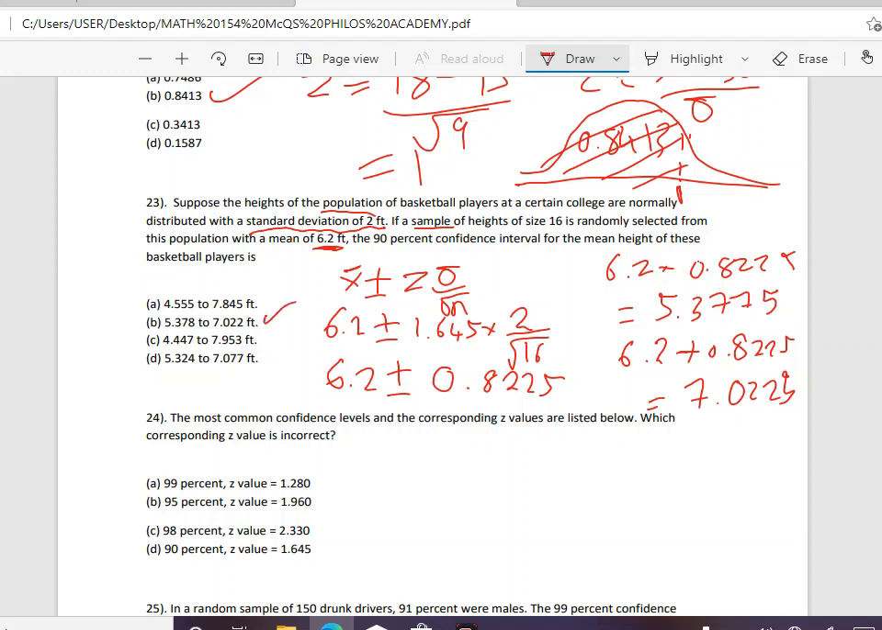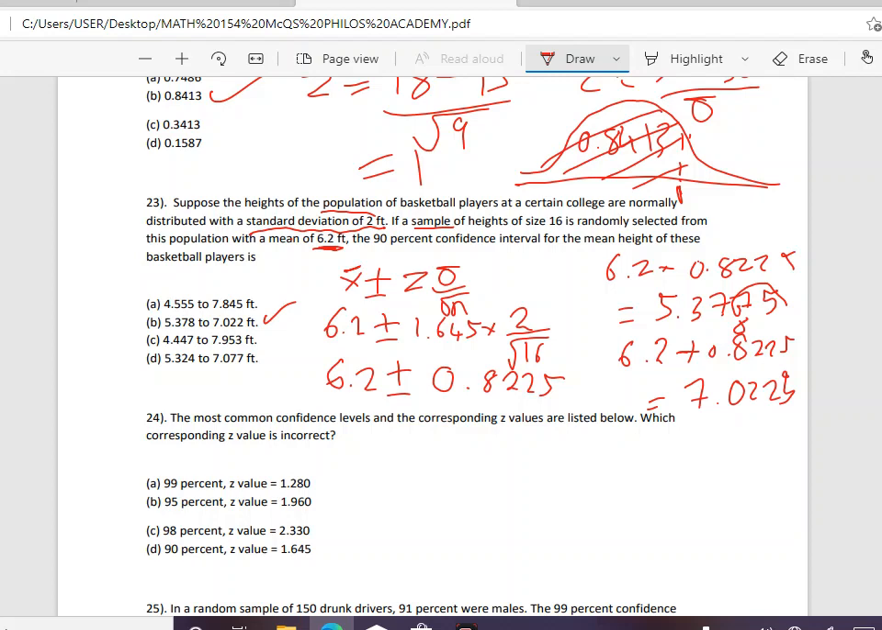That's 5.378. It has been approximated to 3 decimal places. 1, 2, 3. You add it to this 1 to make it 8. You approximate these two to 3 decimal places. So the answer is B.